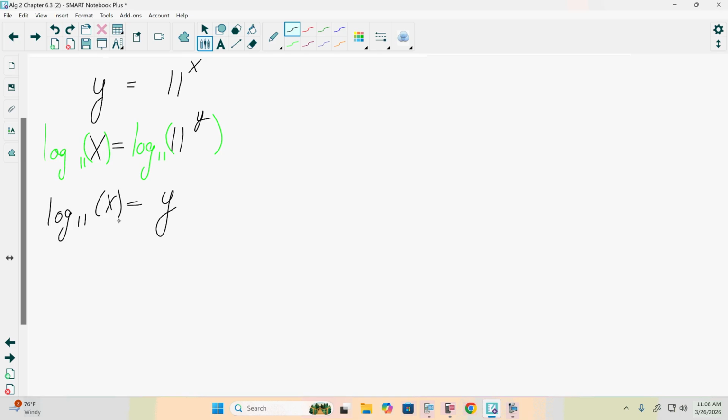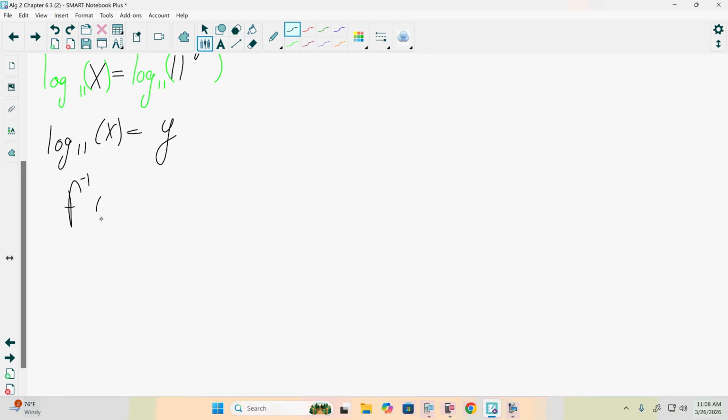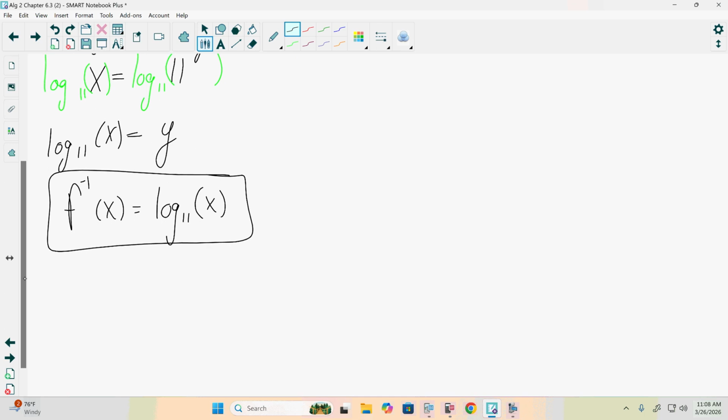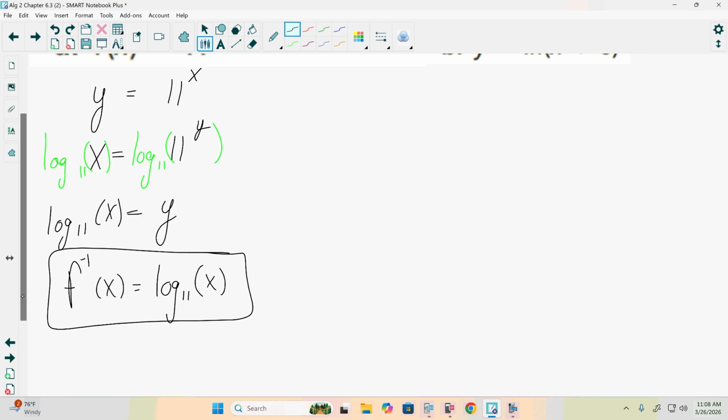Because we can apply log base 11 to both sides. Log base 11 of x doesn't simplify, it's just itself. But log base 11 of 11 to the y reduces to y. Telling me y equals log base 11 of x. And because we started with function notation, we're going to end with function notation. F inverse of x is equal to log base 11 of x. Questions on how we did A before we look at B?